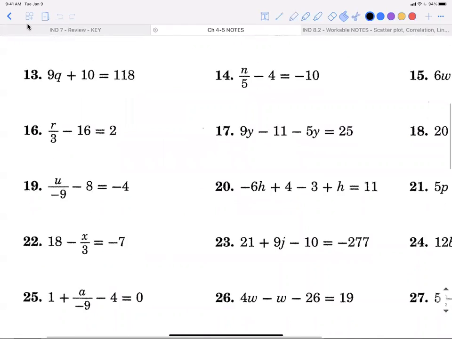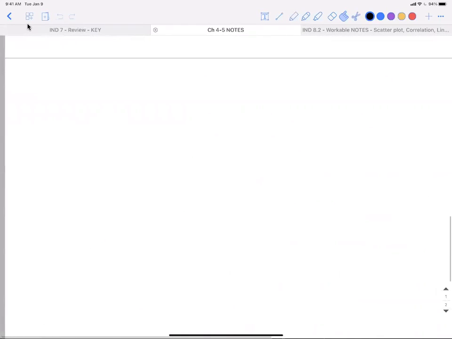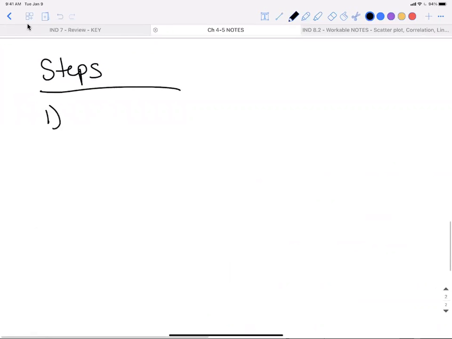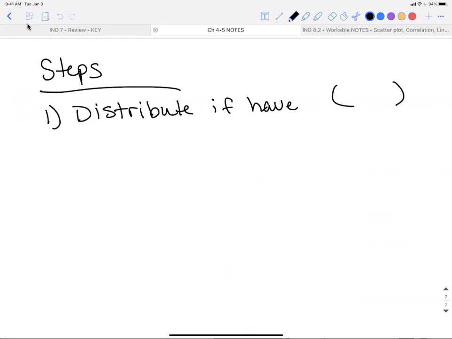Now I added a blank page here at the bottom so I can write. You're going to do this in steps, and I want everybody to write these steps down so that you can refer back to them when you're working on this. Okay, so the steps are: step 1, and especially on Khan Academy this is where this will really come into play, distribute if you have parentheses. When I do a note check, I'm looking for these steps. So if you have parentheses, we know how to distribute because we did that in 4.1 and 4.2.